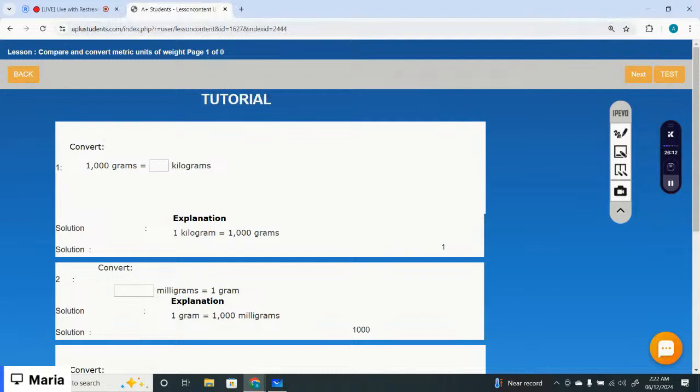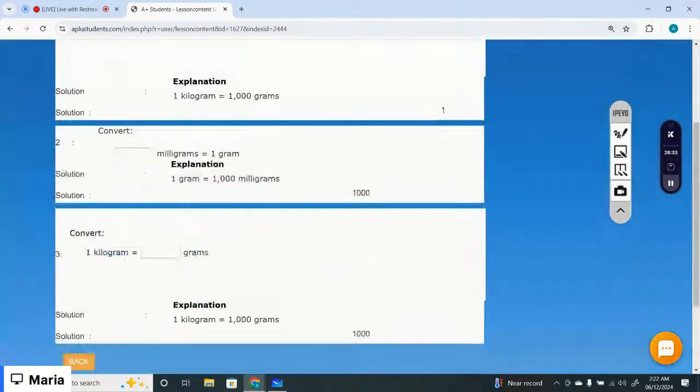The next one is 1 gram equal how many milligrams? So, which is the correct option? 1 gram equal 1000 milligrams. 1 kilogram equal how many grams? 1 kilogram equal 1000 grams. The correct option is 1000 grams.